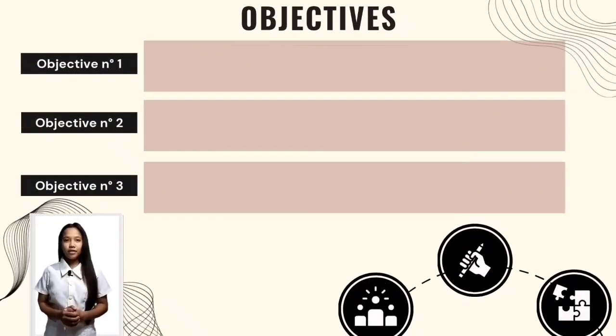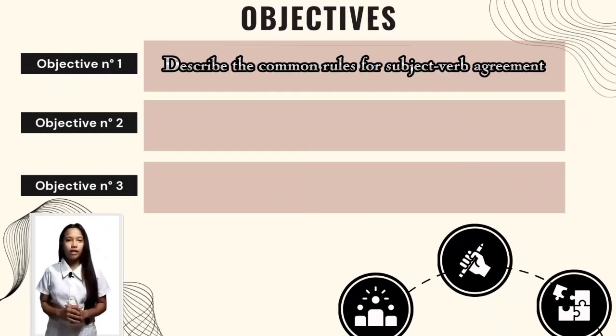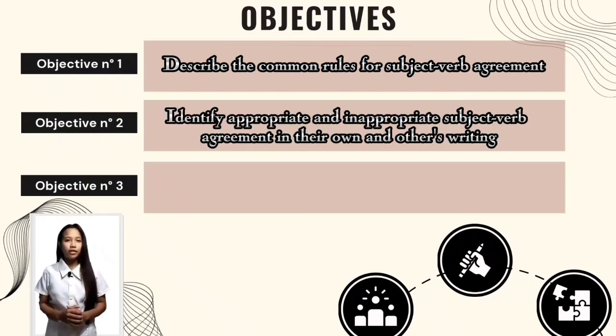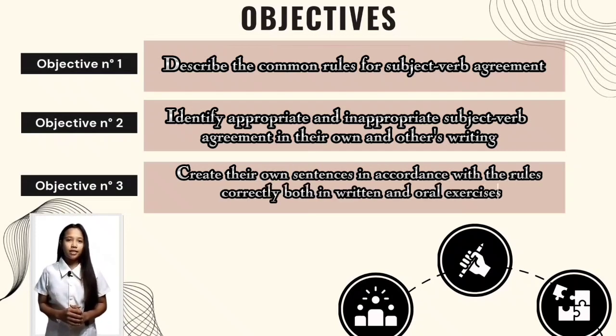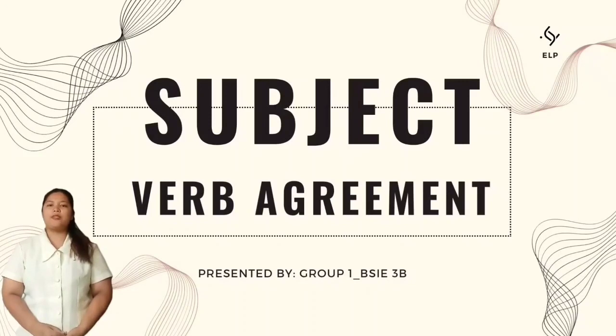For our objectives, at the end of the lesson, the learners should be able to: Number 1, describe the common rules for subject-verb agreement. Number 2, identify appropriate and inappropriate subject-verb agreement in their own and others' writing. And number 3, create their own sentences in accordance with the rules correctly, both in written and oral exercises. We will discuss the different rules and examples of the subject-verb agreement.